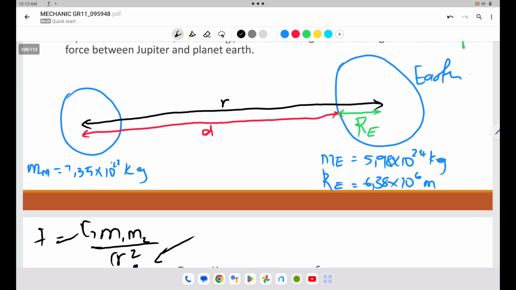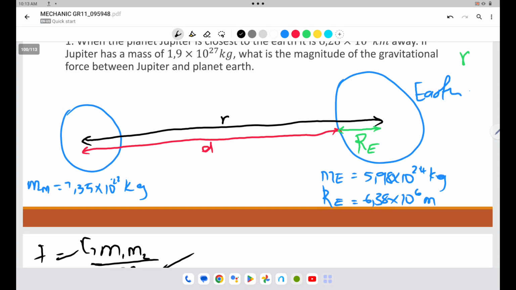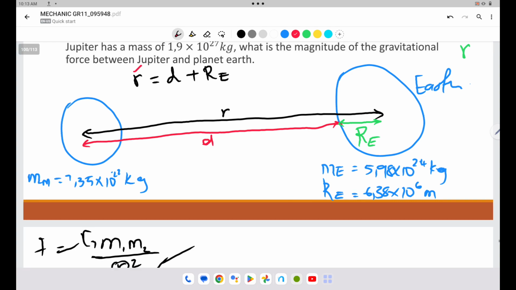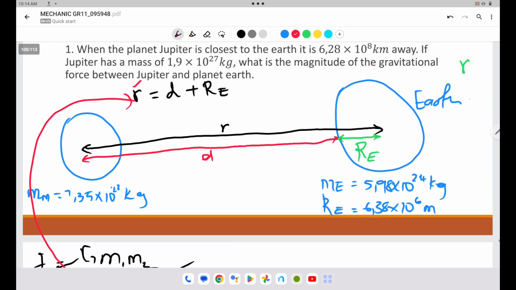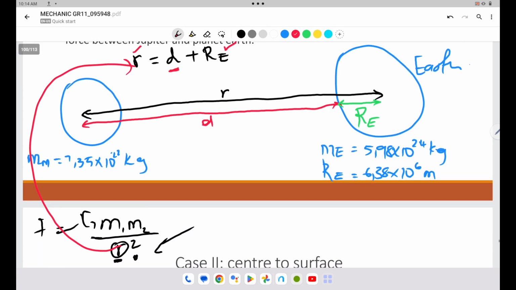So if we find the center to center distance, then we can find an expression for the small r. R from the diagram is D plus R E. What this expression tells us is, if we find R, how are we going to find R? We're going to find it using that formula. And if we know RE, which we already know from the datasheet, then we can be able to calculate the distance D.